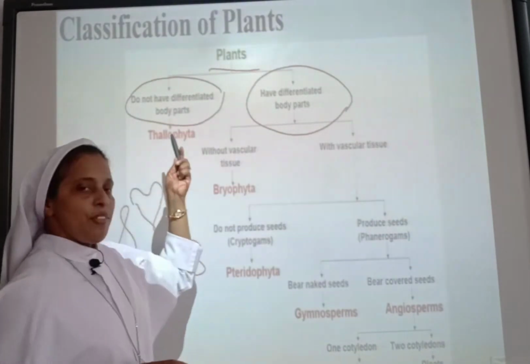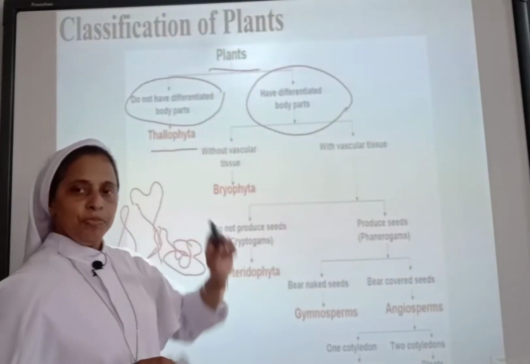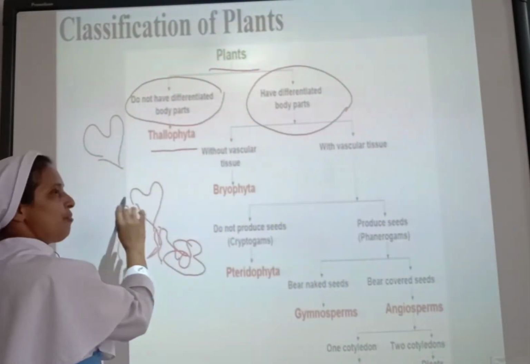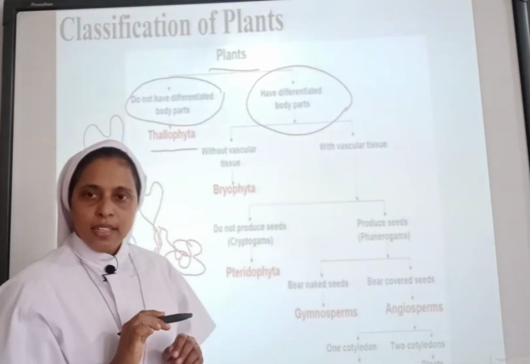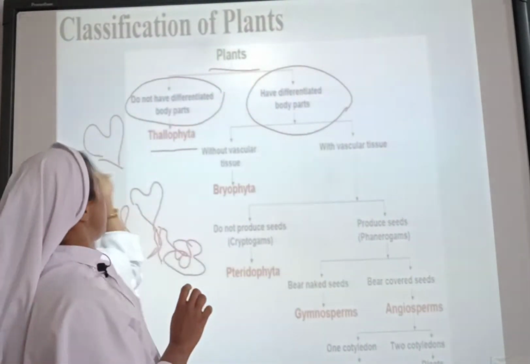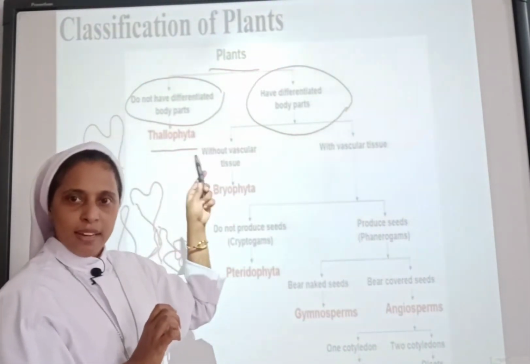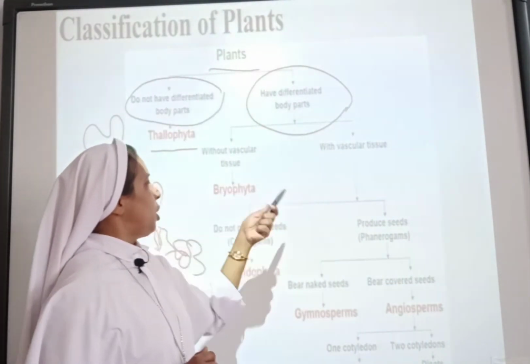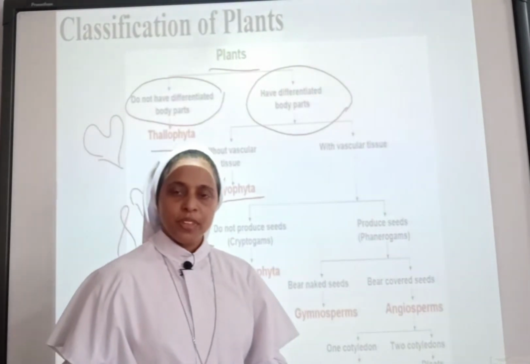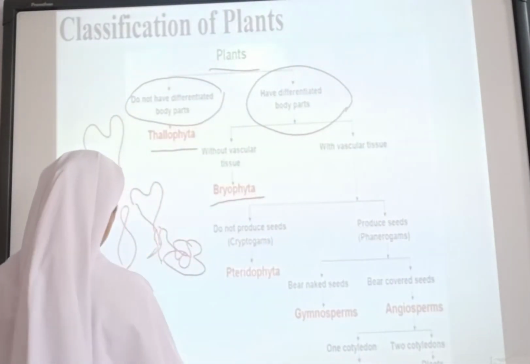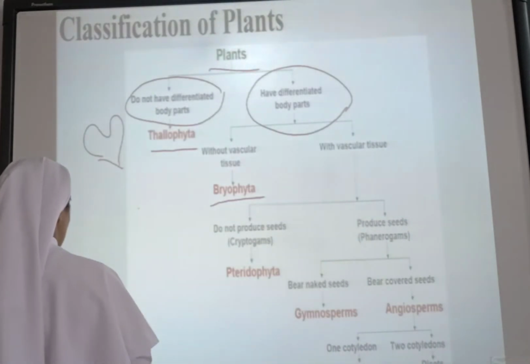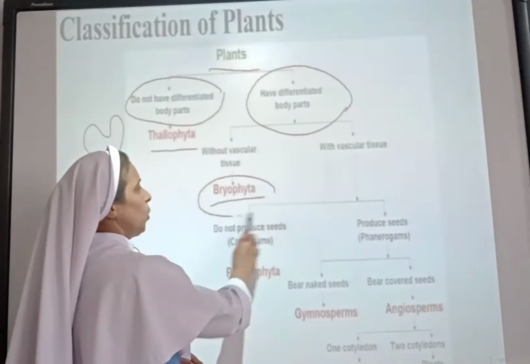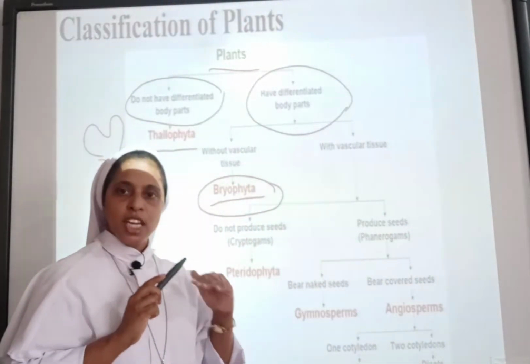So here, those that do not have differentiated body parts include Thallophyta. As you all know, Thallophyta have a thallus-like structure, and they are not differentiated into root, stem and flower portion. You can only see a heart-like structure of thallus. So Thallophyta comes under those that do not have differentiated parts. And for those that have differentiated body parts, we have Bryophyta, differentiated into root, leaf and stem.